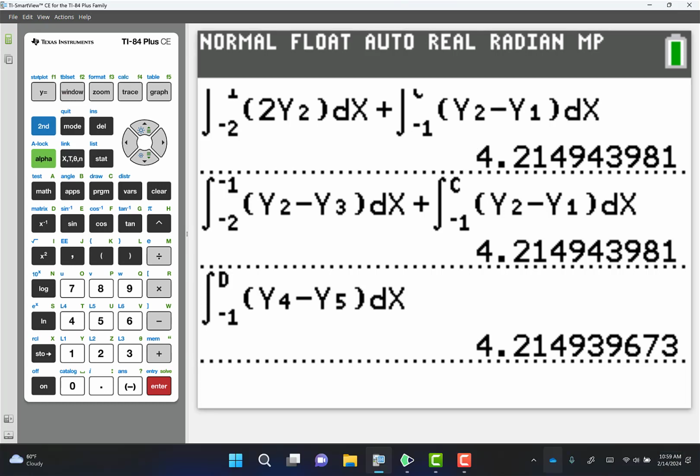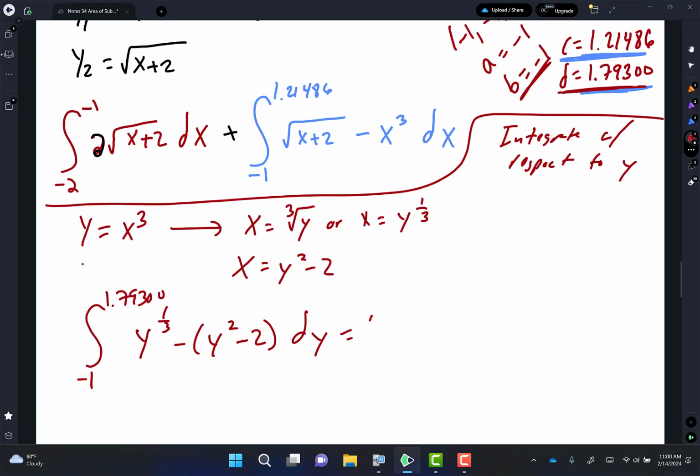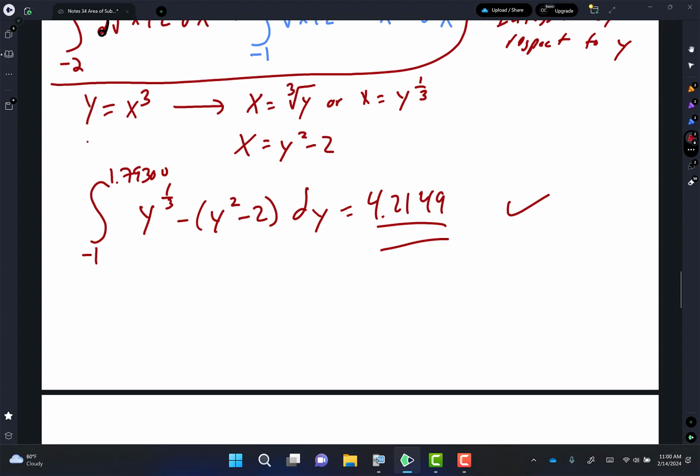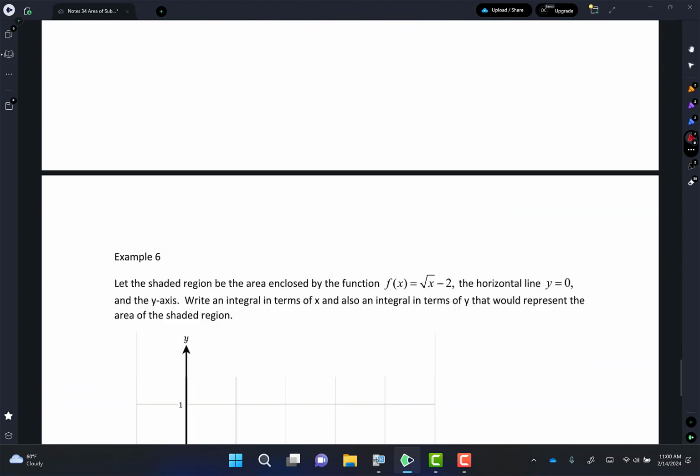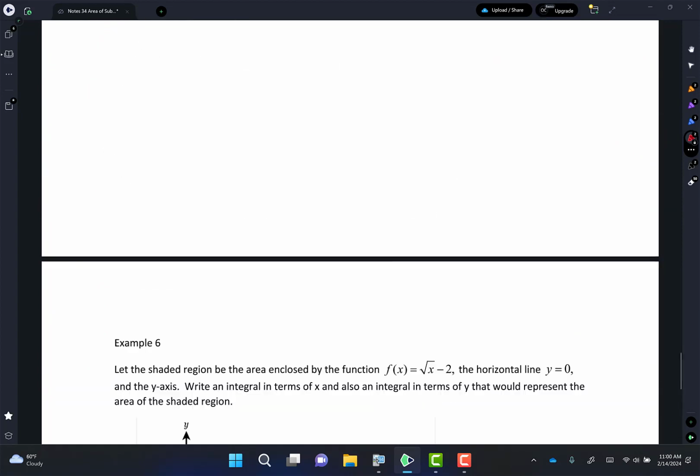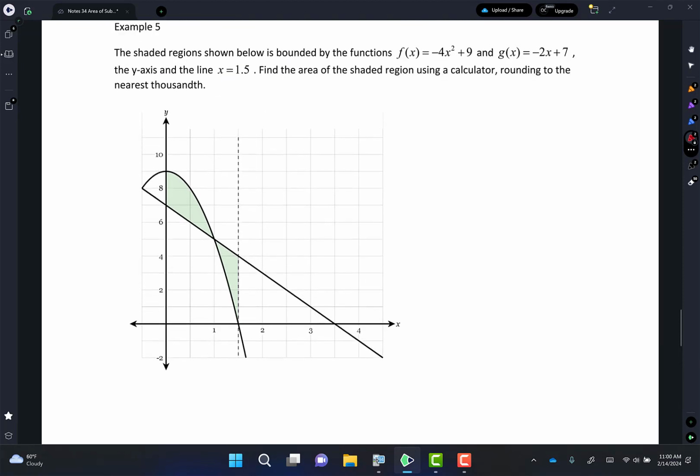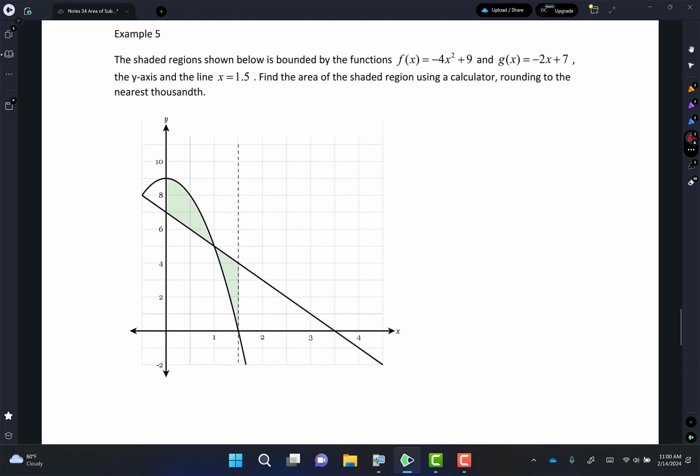Espinosa, is this making sense? 4.2149. Okay. 4.2149. Yeah, guys, look at that. So hopefully you guys are happy with that one. All right, let's keep going. Don't worry, we're almost done. I think there's the last 2 here. Yep. We're going to go slow, and we're almost done, guys.